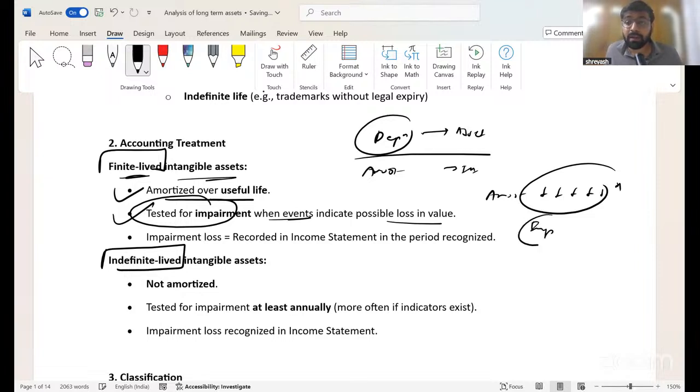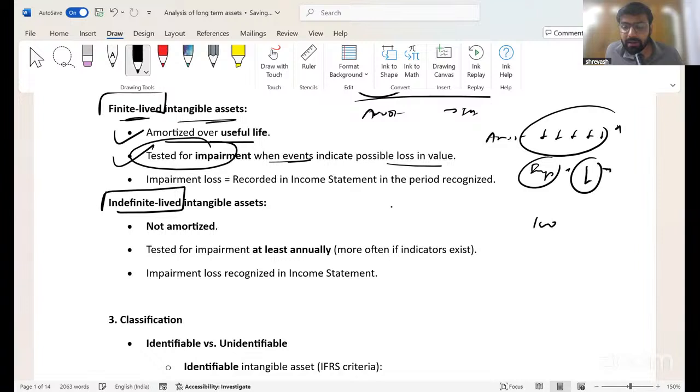But impairment is also a reduction in the value of the asset, only when there is an indication of loss in value. Let's say I bought a patent valued at 100 rupees for a period of 5 years. It will be amortized 20, 20, 20, 20, 20 every year. The value of the asset at the end of the first year will be 80, at the end of the second year 60, at the end of the third year 40, at the end of the fourth year 20, and at the end of the fifth year, zero.